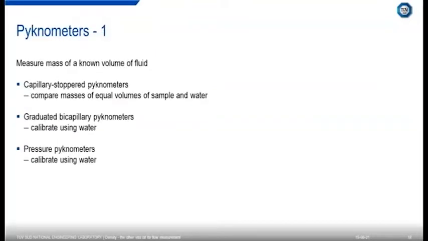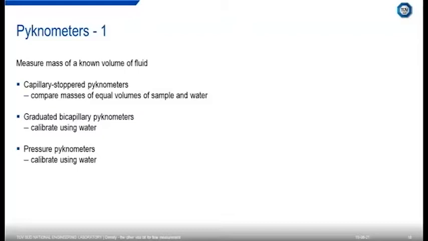Pyknometers, on the other hand, again, are a fairly fundamental technique where you measure the mass of a known volume of fluid. And again, there are a number of variants of that. Capillary stoppered pyknometers, where you compare masses of equal volumes of the sample and a reference fluid, usually water, because we know the density of water very accurately. Graduated bicapillary pyknometers are calibrated using water for precisely the same reason. And you can adapt the technique so that it can be used at elevated pressure, again typically calibrating the pyknometer with water.